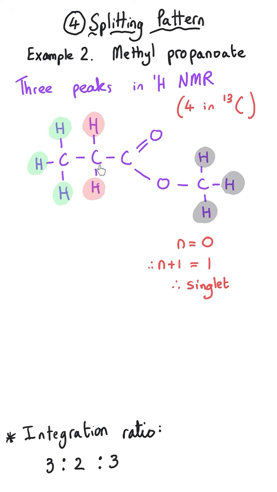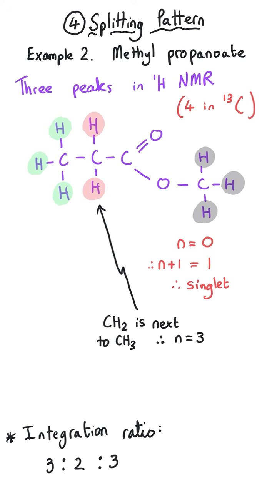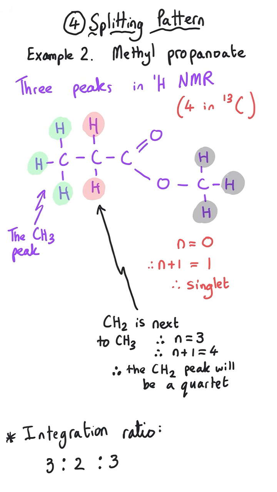And then if we approach the carbon atom over here, the CH2 group, there are no hydrogen atoms on this carbon atom, and there are 3 hydrogen atoms on the adjacent carbon atom here. And so that means that N is equal to 3, N+1 is 4, so this will appear as a quartet. From the point of view of the methyl group on the left-hand side, there are 2 hydrogen atoms on this CH2 group, so that means N is 2. The peak is going to split twice, and so N+1 is 3, so this will appear as a triplet. So we will have 3 peaks, a size 3 triplet, a size 2 quartet, and a size 3 singlet.